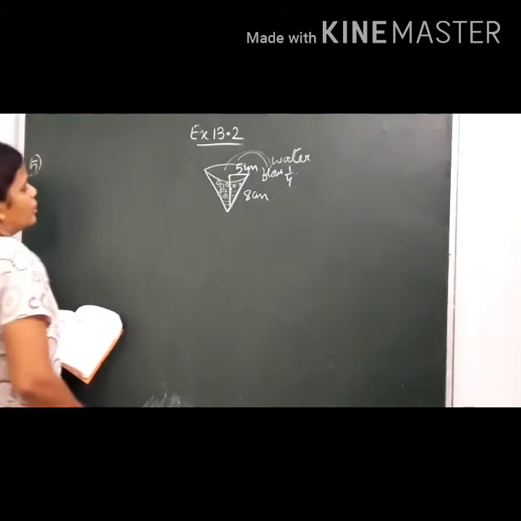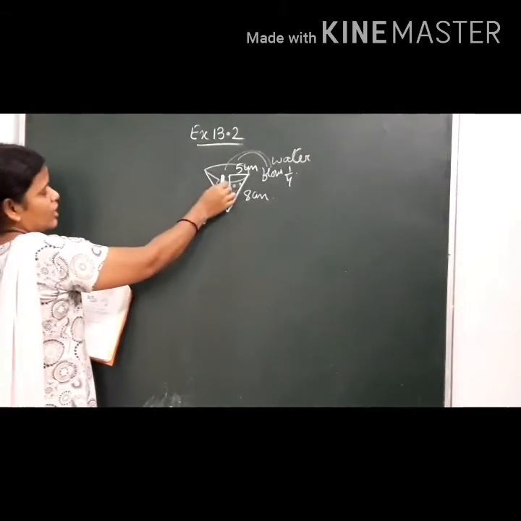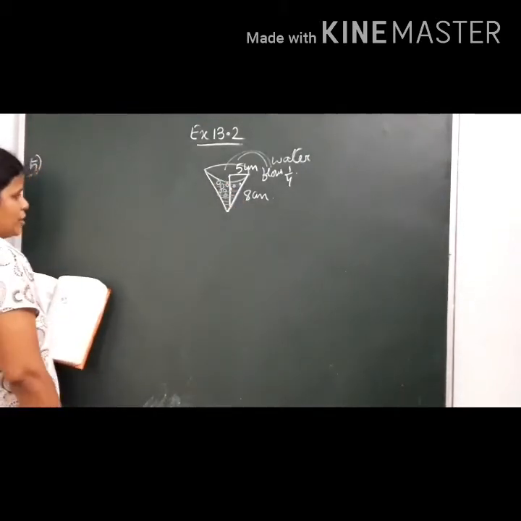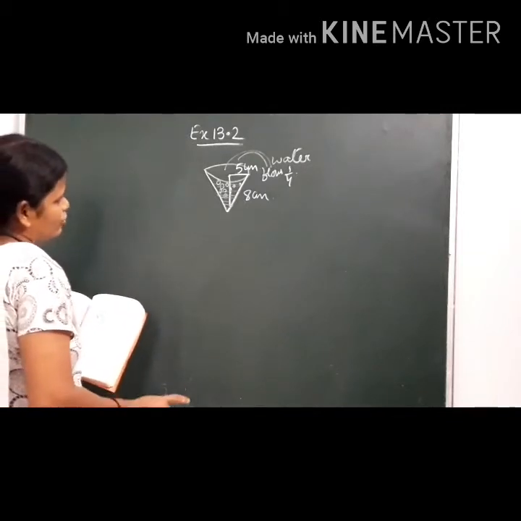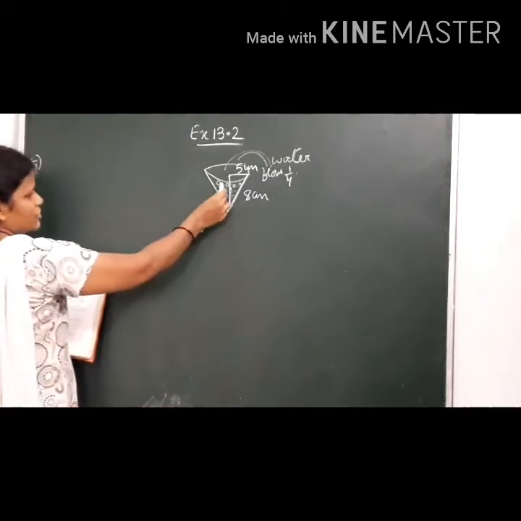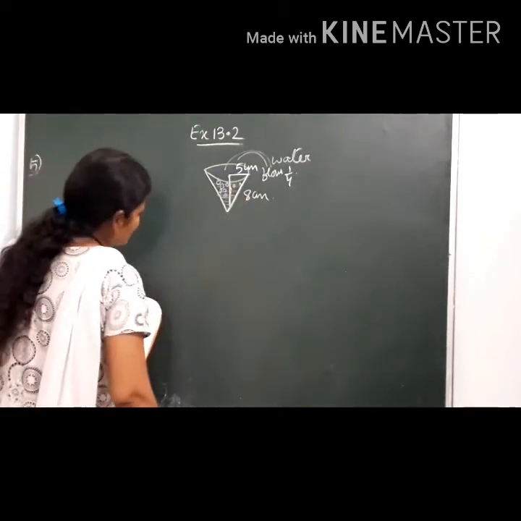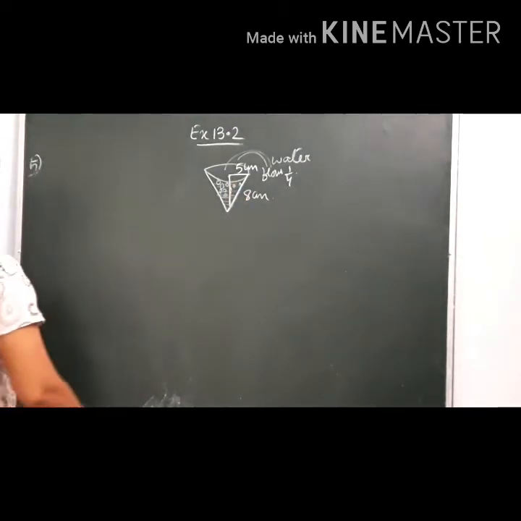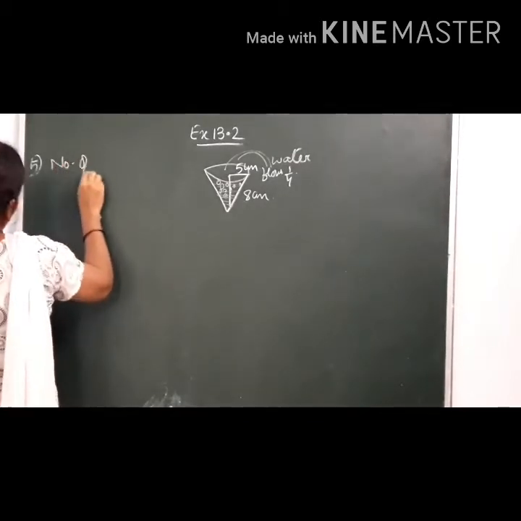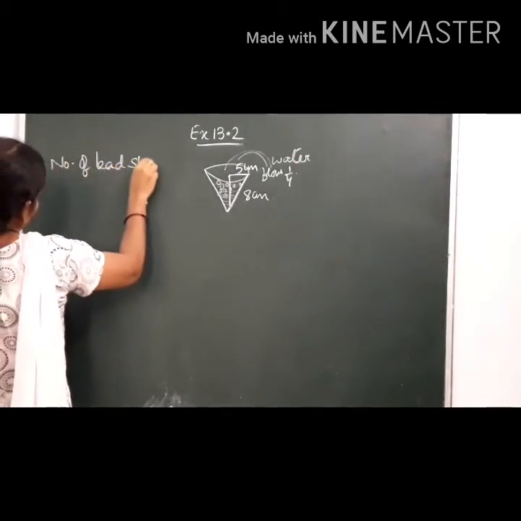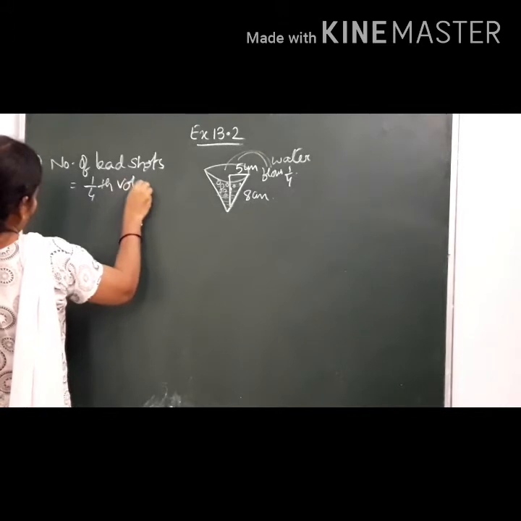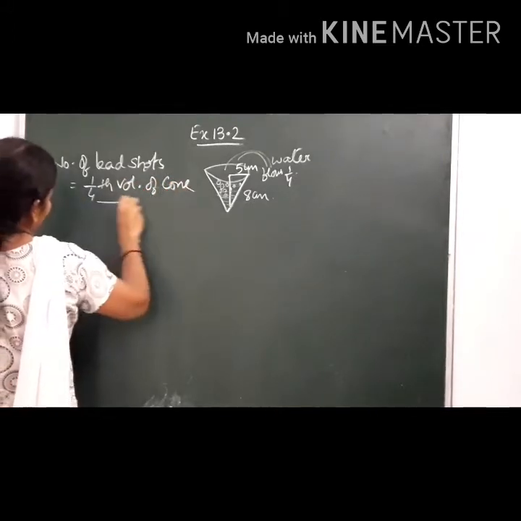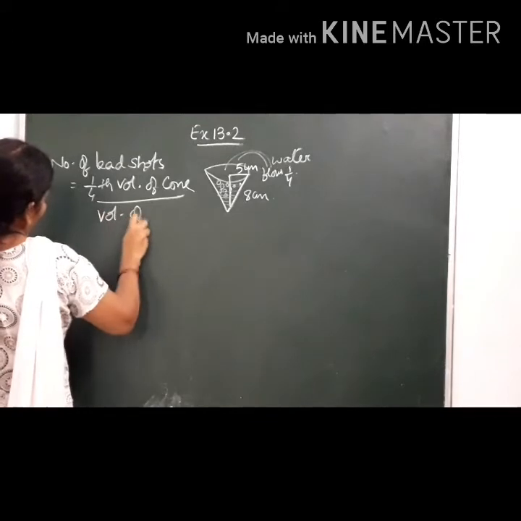What will we do here? First find the volume of the cone and the volume of the sphere. Dividing 1/4 of the volume of the cone by the volume of the sphere, we will get the number of shots. So the number of lead shots put in the water is equal to 1/4 volume of cone divided by volume of sphere.